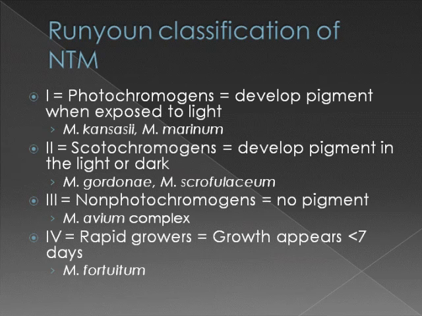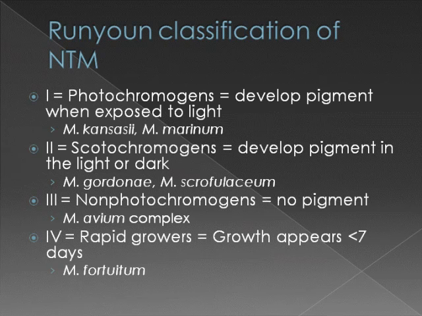For the non-tuberculosis mycobacteria, there is what's called a Runyon classification. We have 1 through 4. Category 1 are photochromogens, and these are mycobacteria species that develop pigment when exposed to light. This includes Mycobacterium kansasii and marinum.